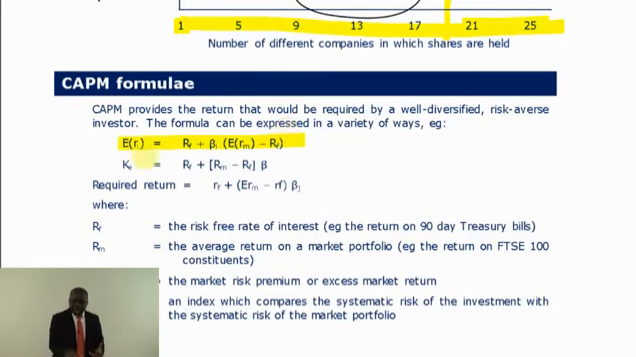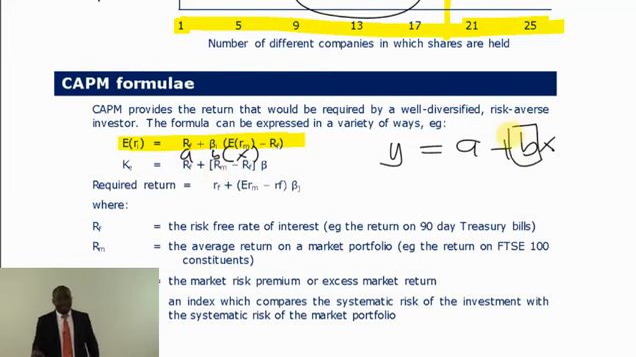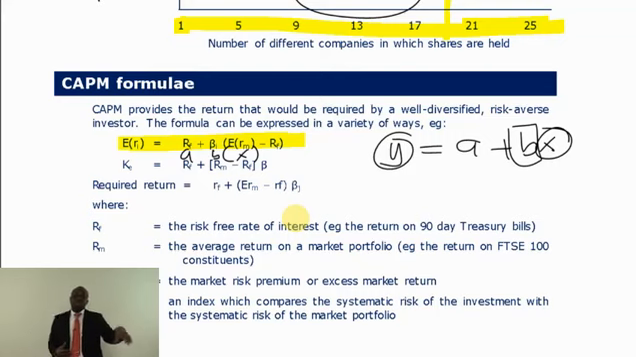If you look at the CAPM formula critically, you will see that the CAPM formula is the equation of a line. The equation of a line is y equals a plus bx. This is your a, this is your b, this is your x. And in the equation of a line, this b is the gradient, and gradient measures the relationship between x and y. So in CAPM, the beta measures the relationship between your company return and the market return as a whole.